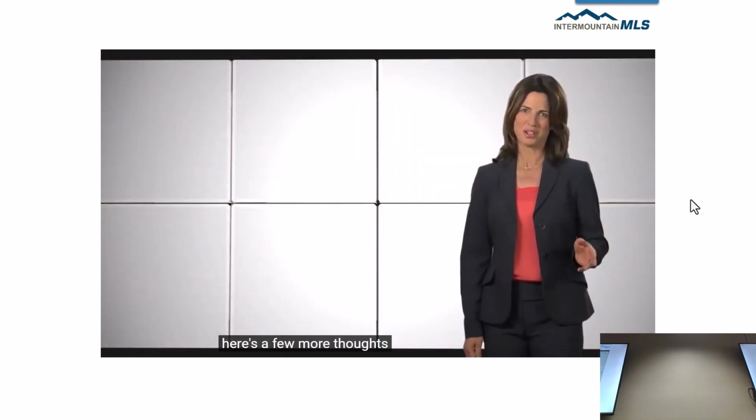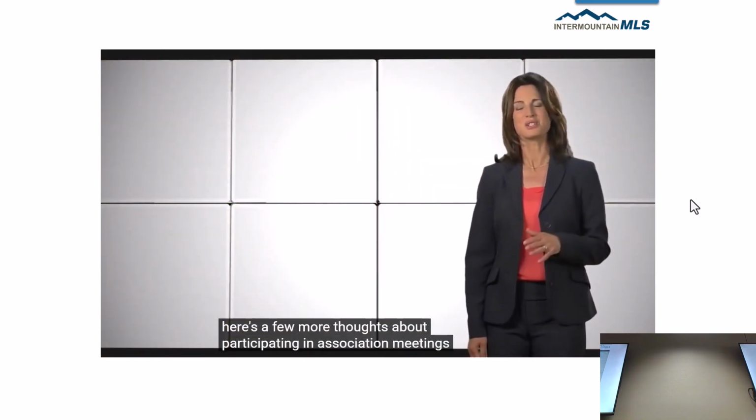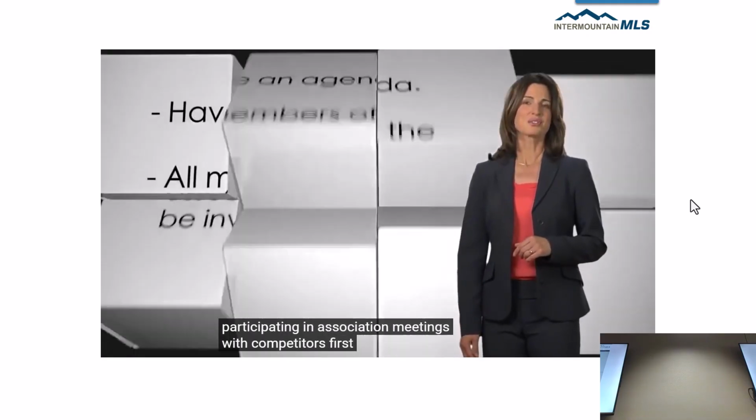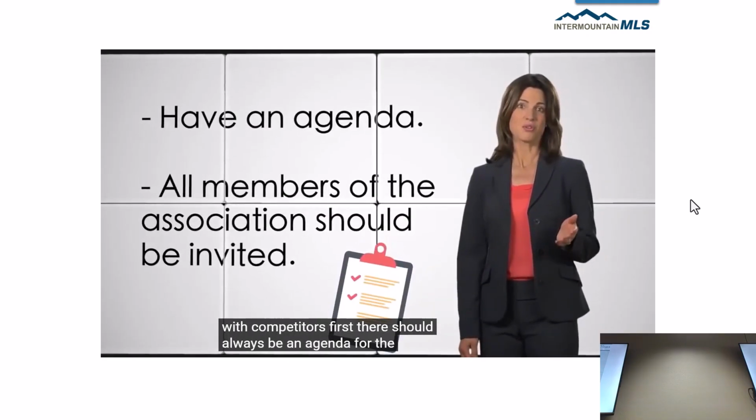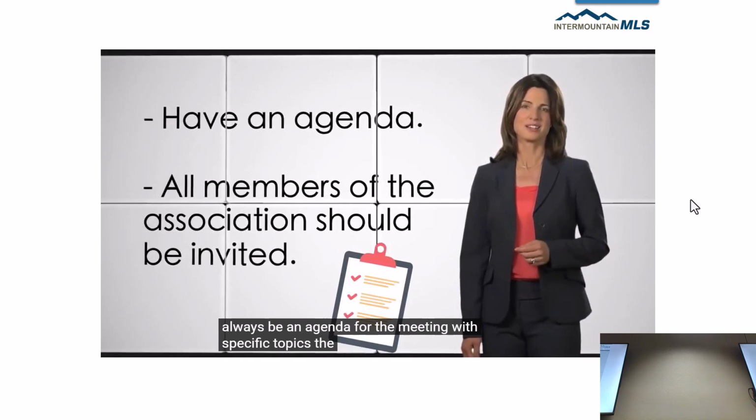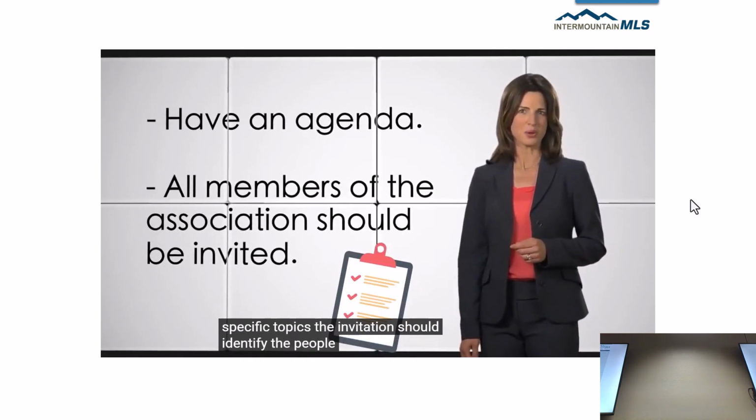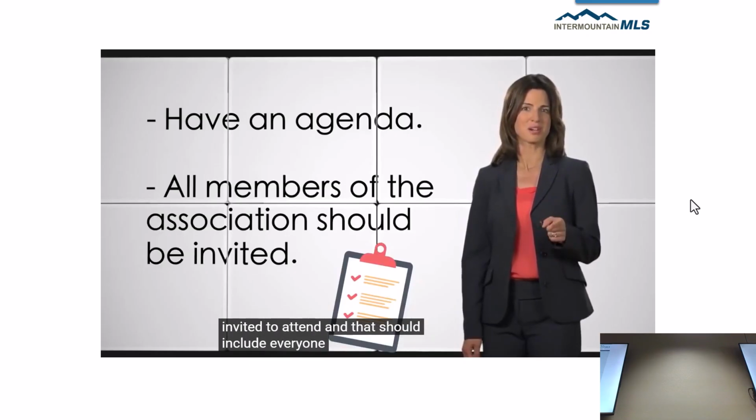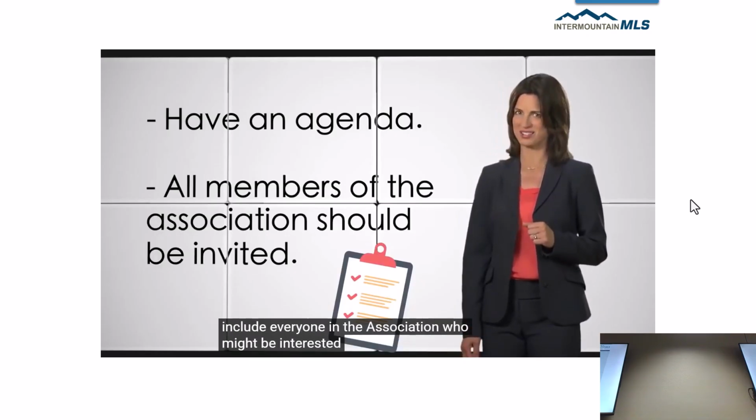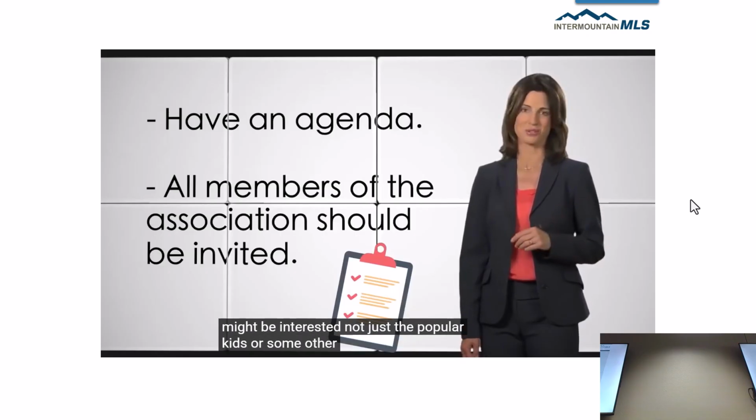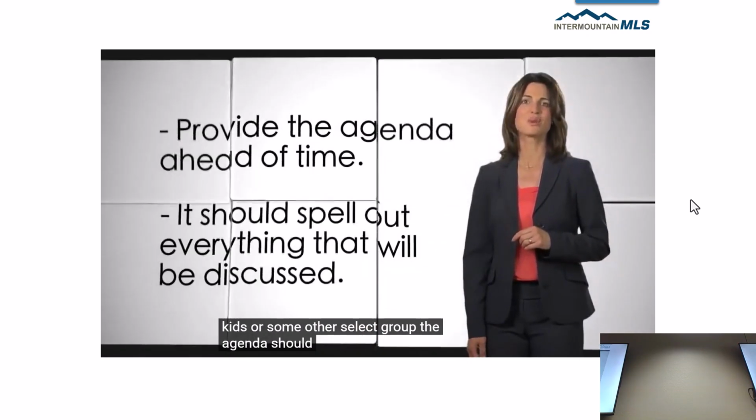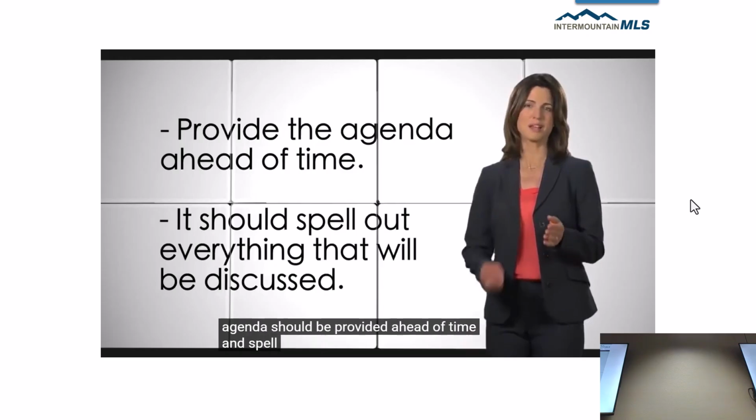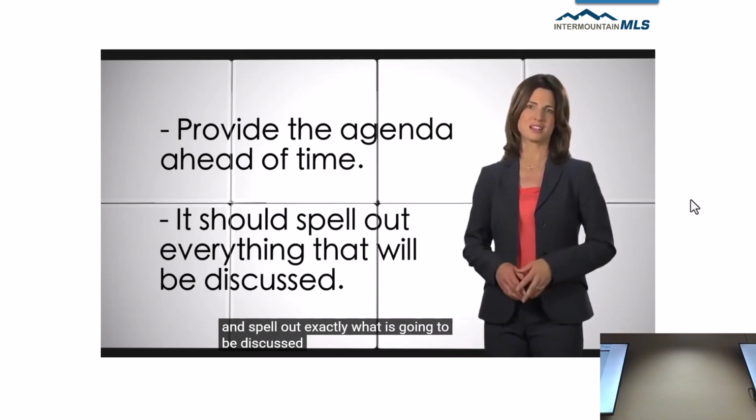Here's a few more thoughts about participating in association meetings with competitors. First, there should always be an agenda for the meeting with specific topics. The invitation should identify the people who have been invited to attend, and that should include everyone in the association who might be interested, not just the popular kids or some other select group. The agenda should be provided ahead of time and spell out exactly what is going to be discussed.